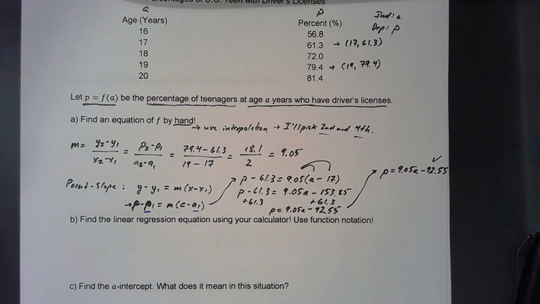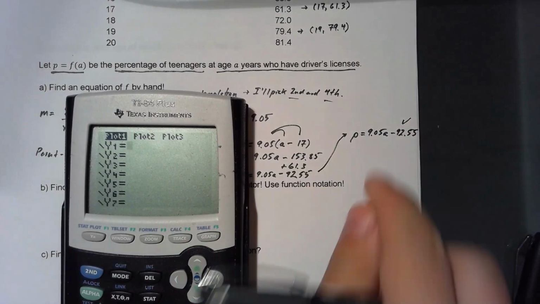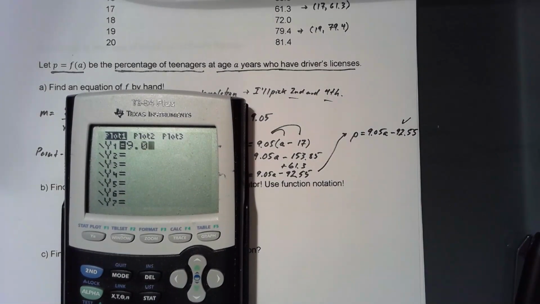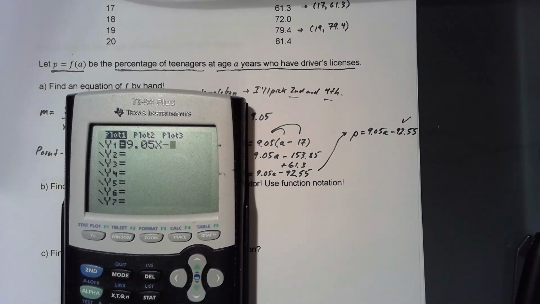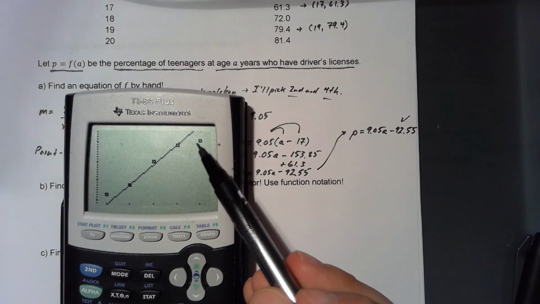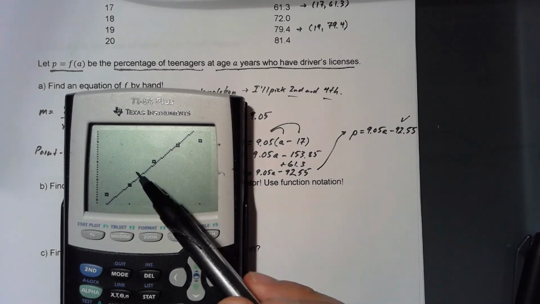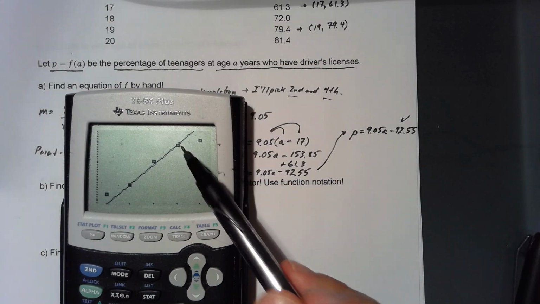All right. I could graph that in my calculator, and y equals 9.05x minus 92.55. Graph, and there it is. Now you can tell that that linear model doesn't do a very good job, right? Because this data point's kind of out there. This one is a little out there too. It's pretty good. I mean, it's okay, but it's not the best.